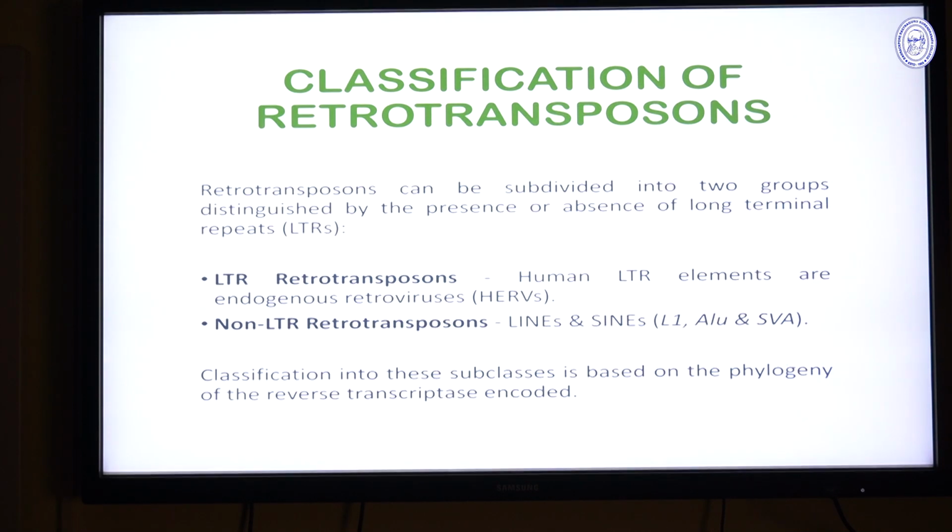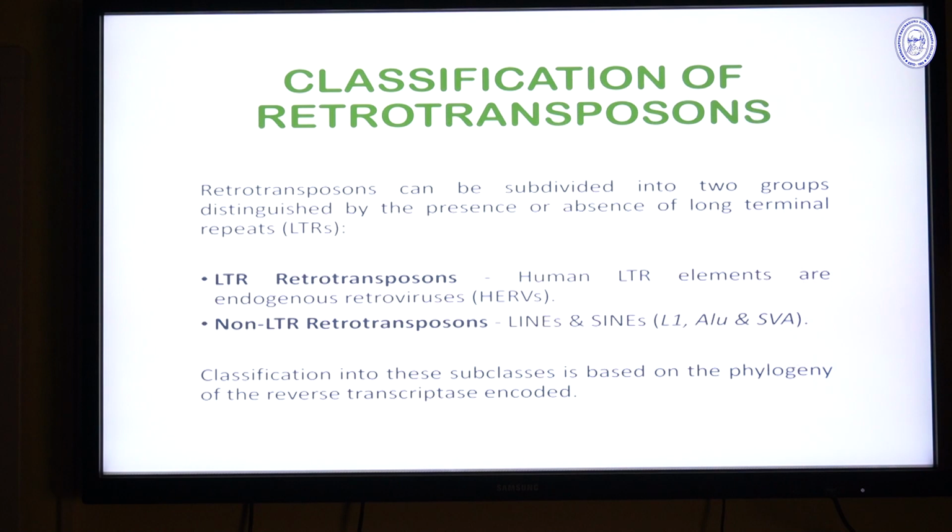Retrotransposons are distinguished by the presence or absence of long terminal repeats, or LTRs. So depending upon the type of LTRs, we can divide the retrotransposons into two forms. One, the LTR retrotransposons, that means those retrotransposons that are carrying the long terminal repeats. And the second category is the non-LTR retrotransposons, those that do not carry the long terminal repeats.